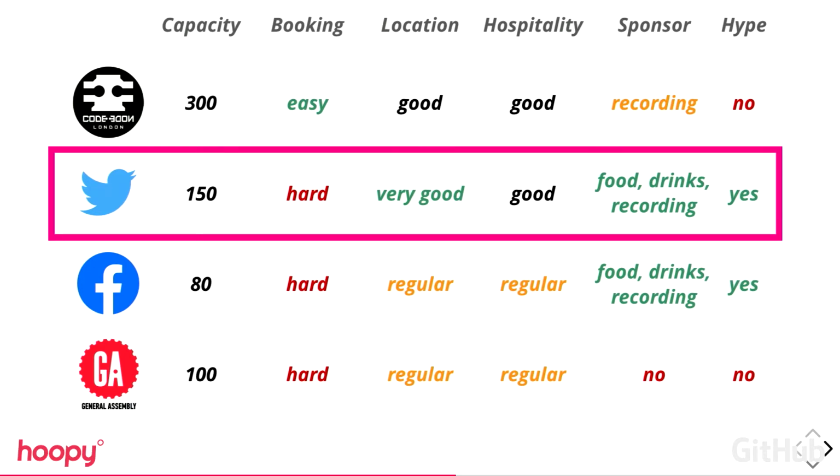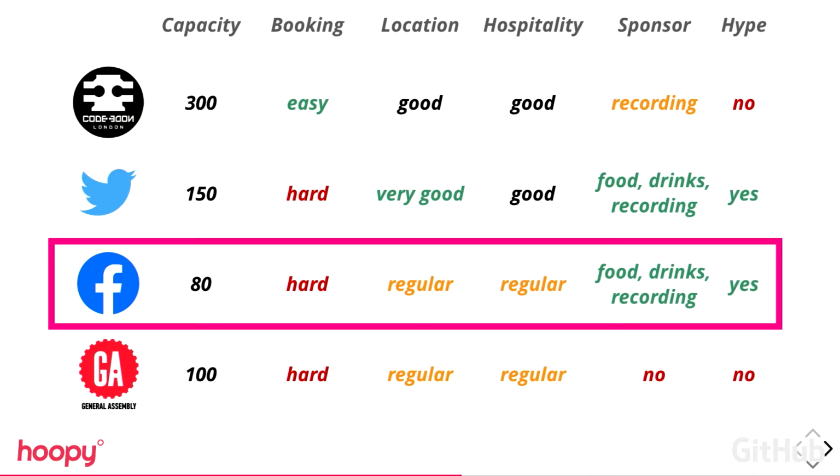You try going to Twitter offices. Okay, this is hard. This can take like 2 months of emails, insane level. But location is very good. And then you get a lot of perks: food, drinks, recording, hype, a lot of hype. Yes. You see why it's important to get these elements?